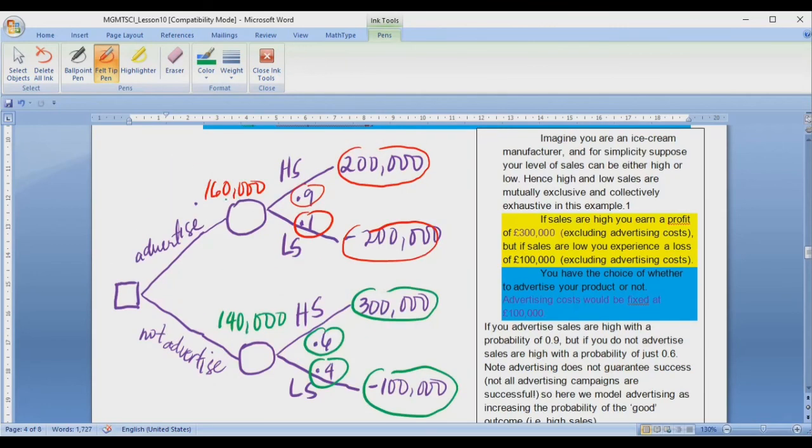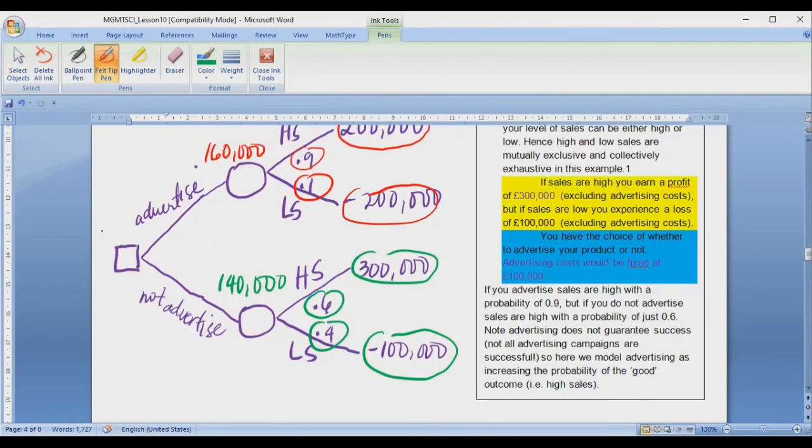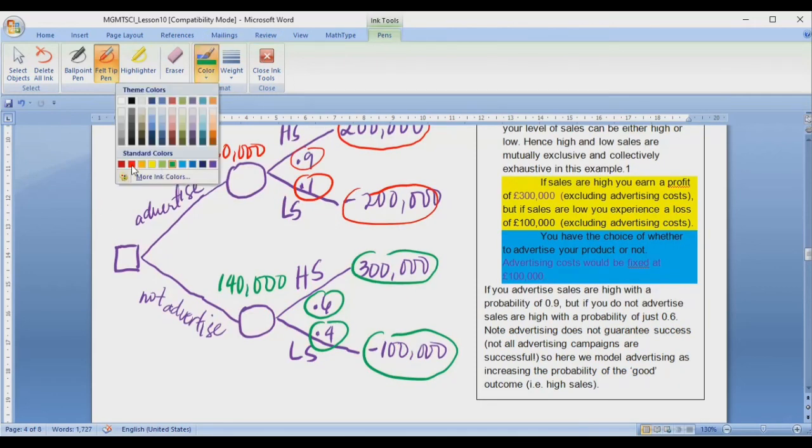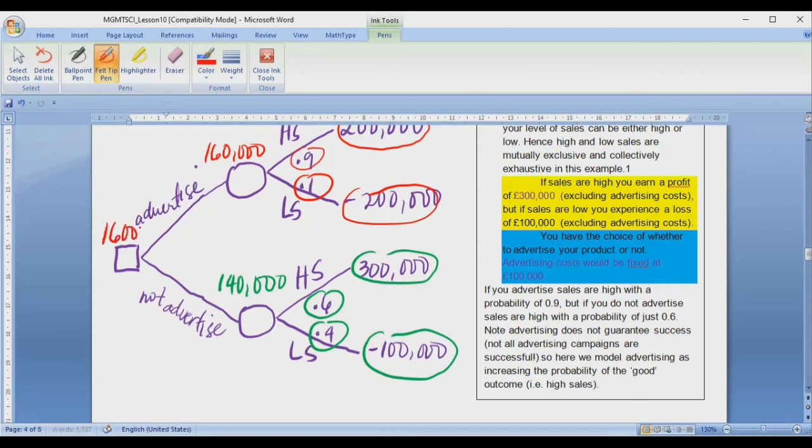Which is better now, 160 or 140? So, your decision is to choose the 160. 160 pounds profit. So, you just advertise, using the advertising cost, and cut off the other branch. So, you conclude that it's better to advertise your ice cream because you will earn a profit of 160,000 rather than without advertisement, where the earning is just 140,000. So, it's higher by 20,000 pounds.